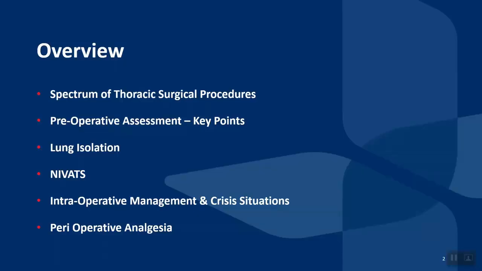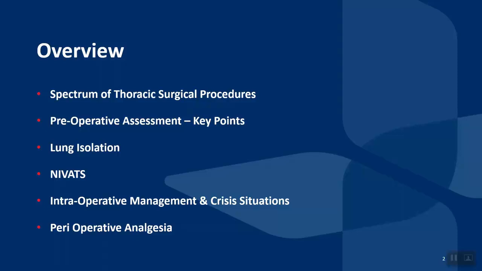Overview. In this learning exercise, we will cover the spectrum of thoracic surgical procedures and explore the important points for pre-operative assessment. Methods for lung isolation are detailed, as well as anesthesia for non-intubated VATS. Management of intraoperative crisis such as hypoxia and ventilation strategies are explained. The final section briefly covers options for perioperative analgesia.